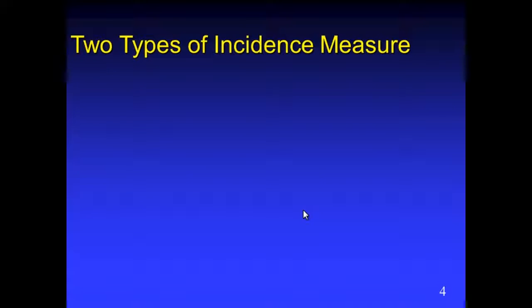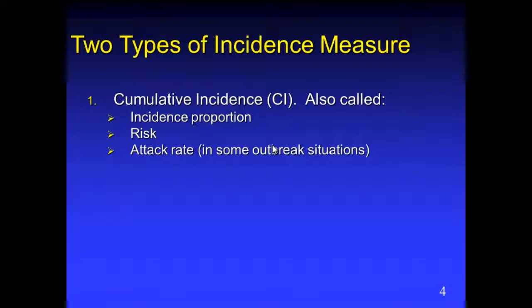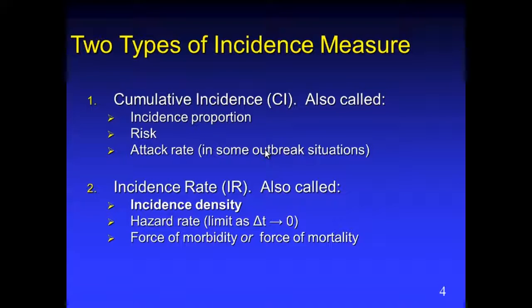So like prevalence, there's more than one type of incidence measure, and we're going to discuss these two separately and how they're related to each other. So first of all, we have cumulative incidence, which goes under other names, including incidence proportion and risk. Usually if people talk about risk, they're talking about cumulative incidence. And attack rate. Attack rate's mainly used in talking about acute disease outbreak situations. And then the other measure of incidence is incidence rate, and that also goes under other names. Quite commonly, it's referred to as incidence density, and in certain specific circumstances, it's referred to as the hazard rate.